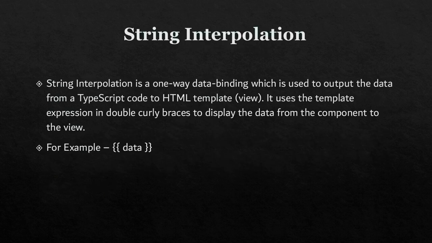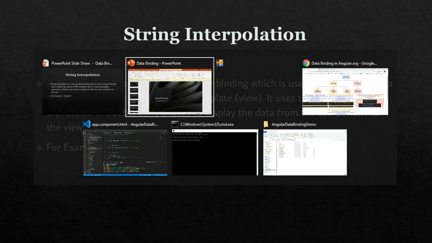The first type is string interpolation. String interpolation is one-way data binding which is used to output the data from TypeScript code to the HTML template. It uses the template expression in double curly braces. Now I am going to explain it with the help of an example. We are using Visual Studio Code for this.